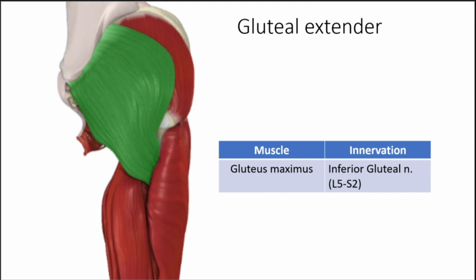The gluteus maximus is a powerful extender of the femur when the thigh muscles are flexed. It is innervated by the inferior gluteal nerve, which is derived from the ventral primary rami of L5, S1, and S2.